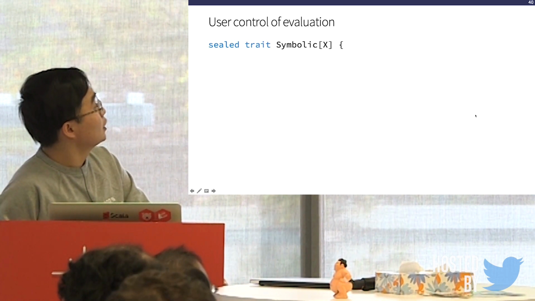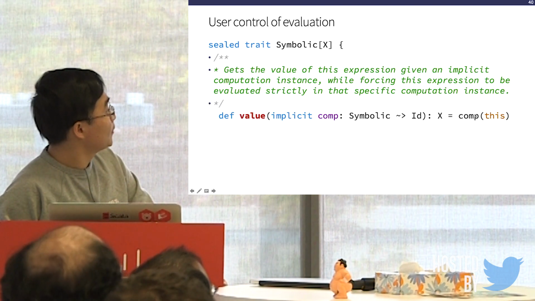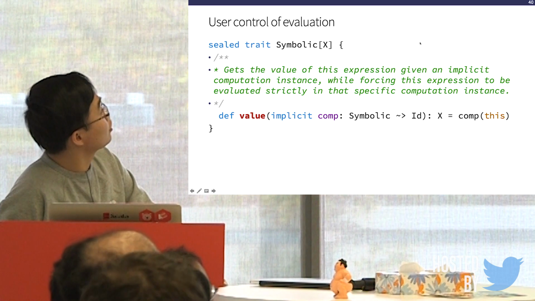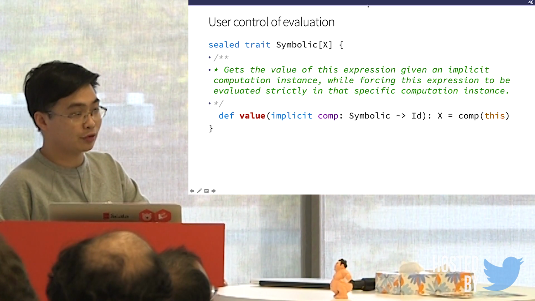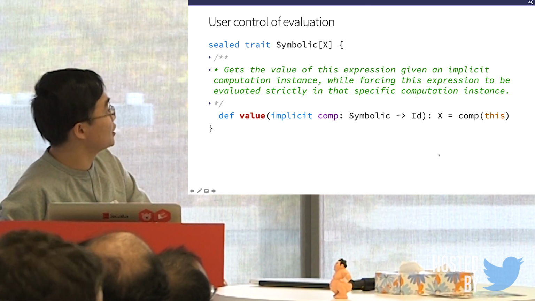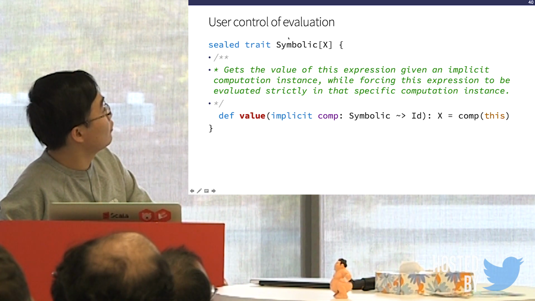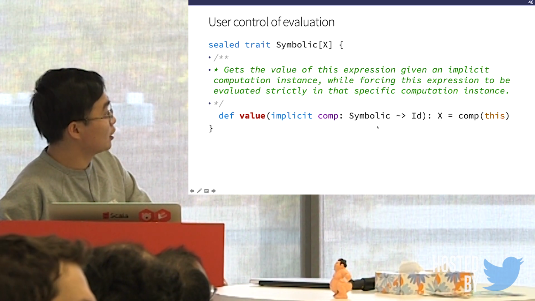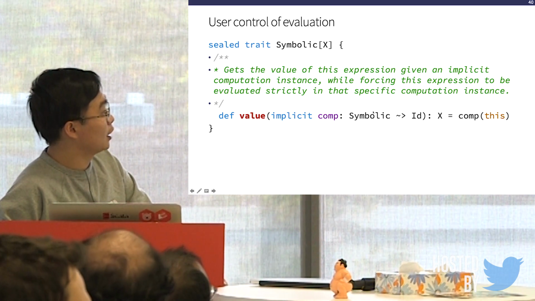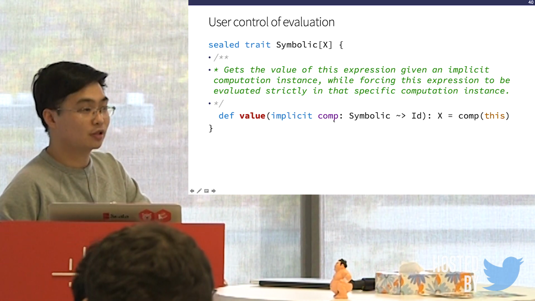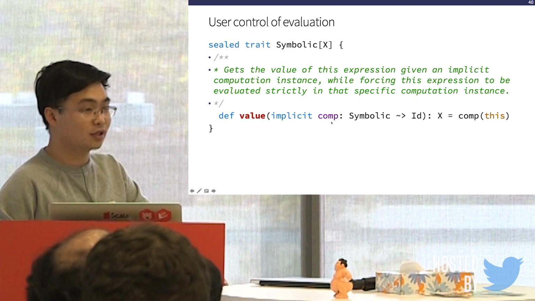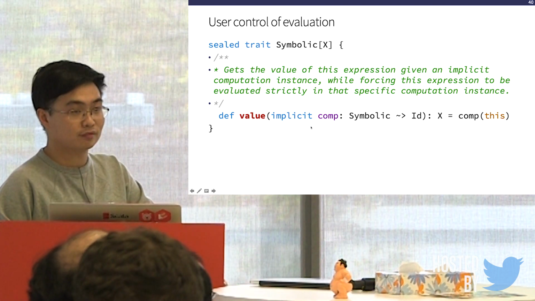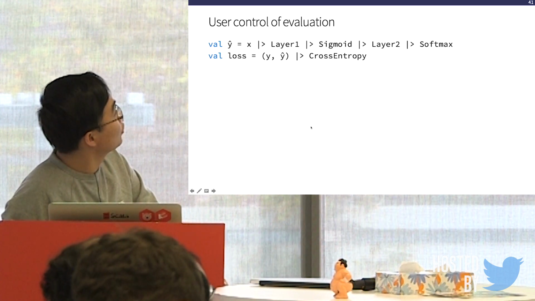So in our setting, we produce user-controlled evaluation. It could be either strict or eager, or lazy, because for every symbolic value we can put a value function in it to get the value out of it. But it requires an interpreter, a computation instance. So whenever there's a computation instance, we can get the value, and that's strict. If we don't, it's lazy. So we can have something like this.